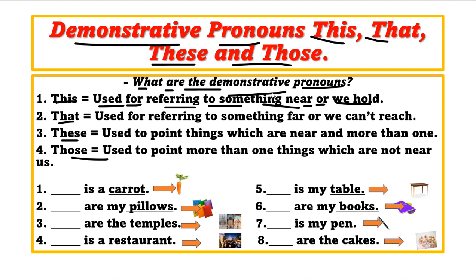If you have a cell phone, you can hold it, so you must use this if it is only one. Don't forget, singular for singular. Next we have that, used for referring to something far or that we can't reach. So it's far away, we cannot touch it.